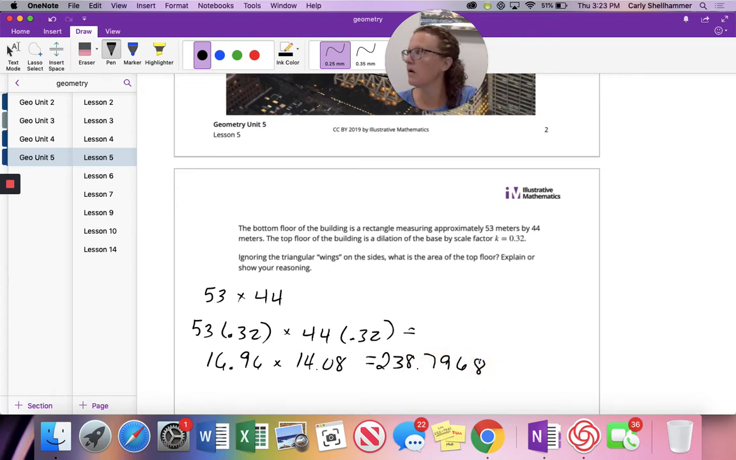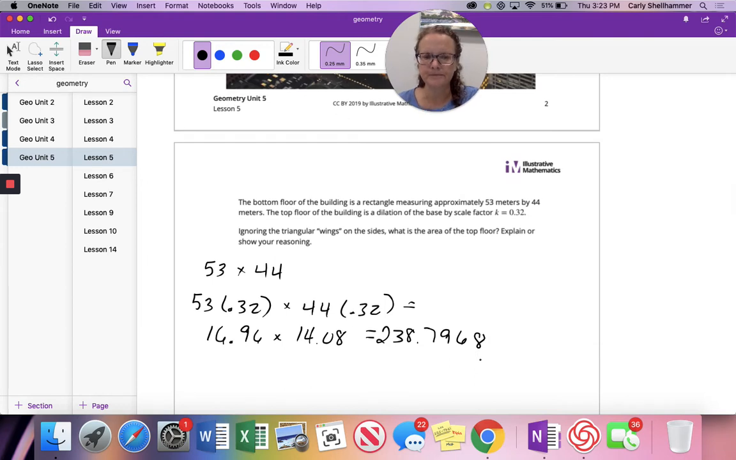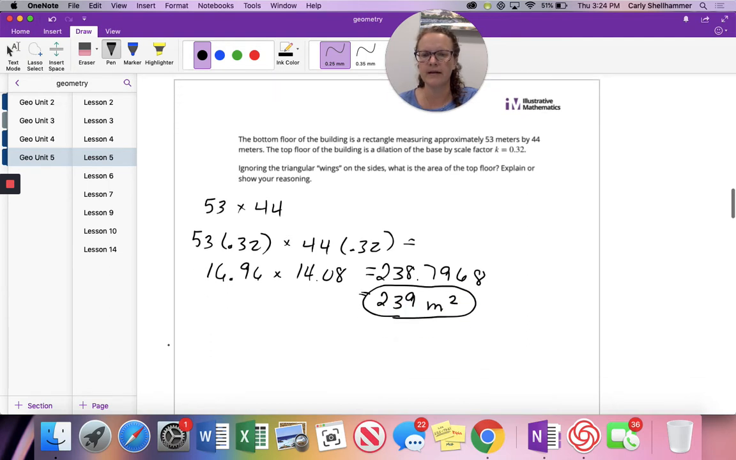238.7968, that's a lot of decimal points afterwards. All right, we can actually round that. We'll just say 239 meters squared. That's our new area. Now what if we wanted to calculate it in a different way?